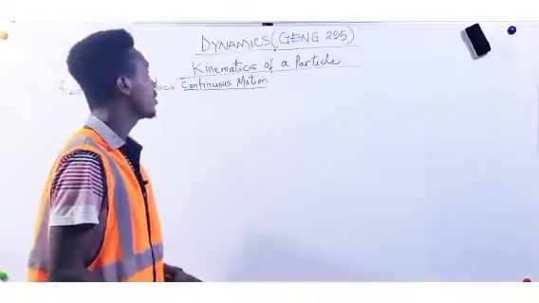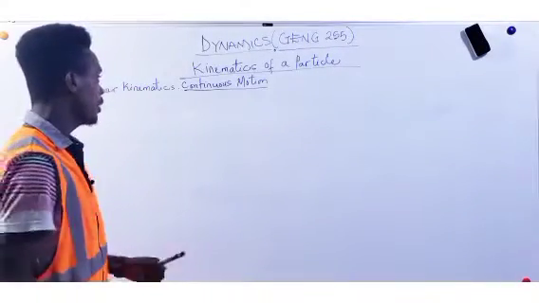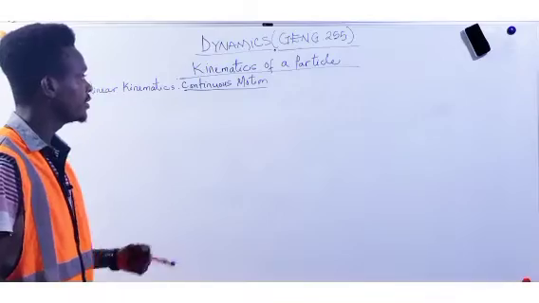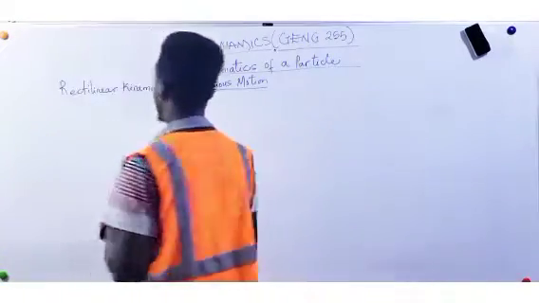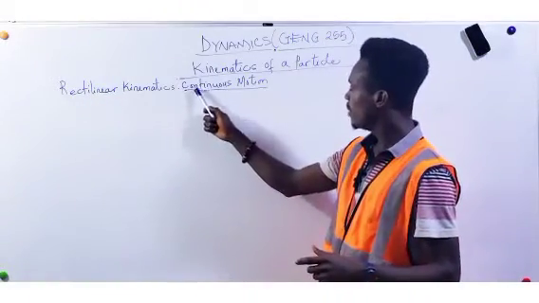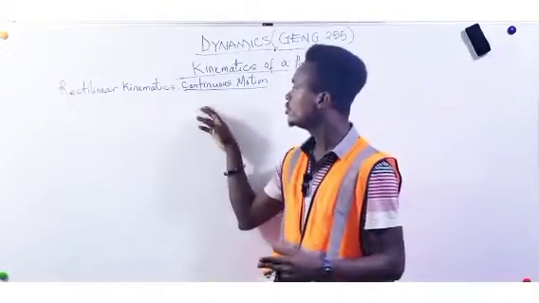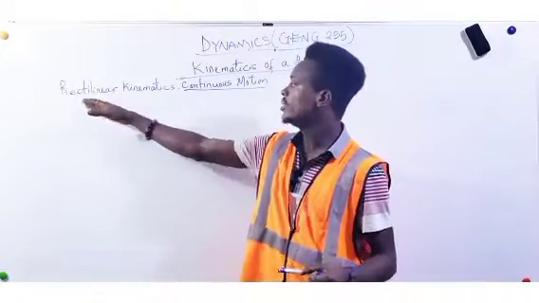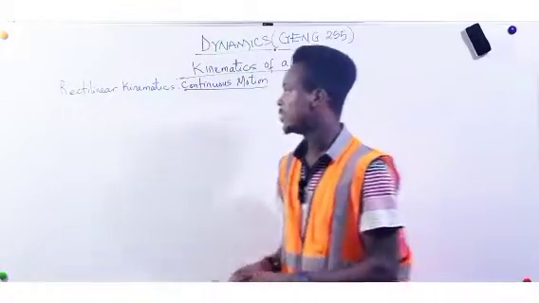Today we'll be discussing dynamics, and the course is GEN 255. Our topic for the discussion today is the kinematics of a particle. Basically, we'll look at rectilinear kinematics, and the main topic is continuous motion. Before getting into continuous motion or rectilinear kinematics, let us first look at the aspect of dynamics.